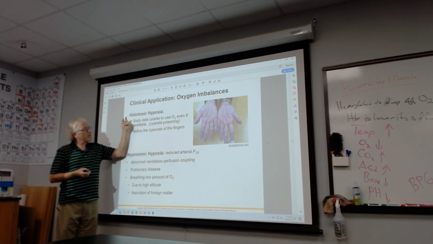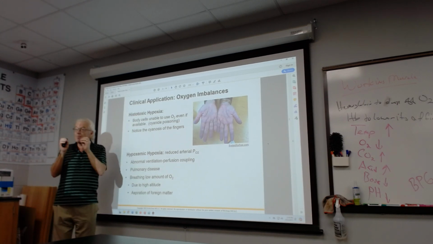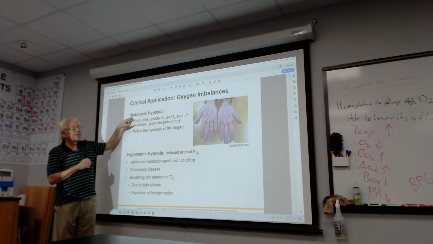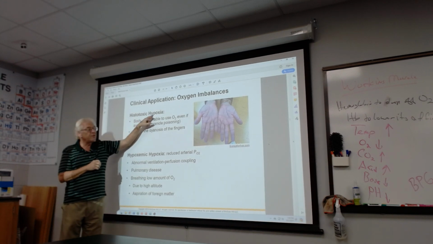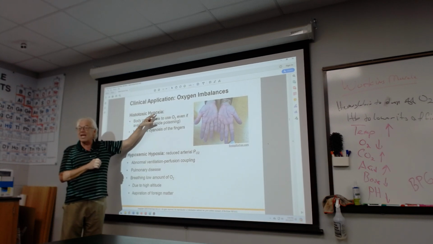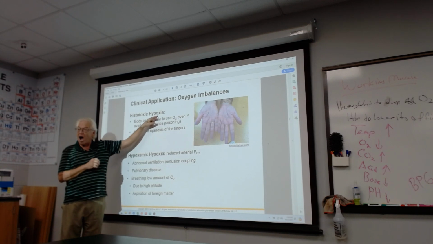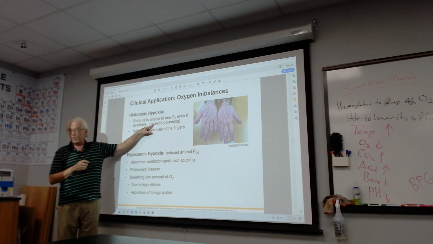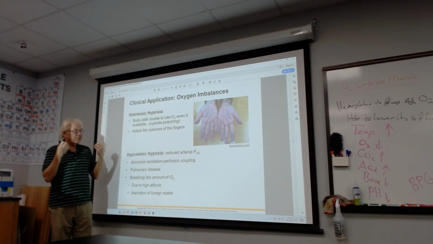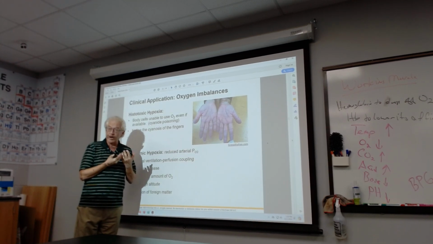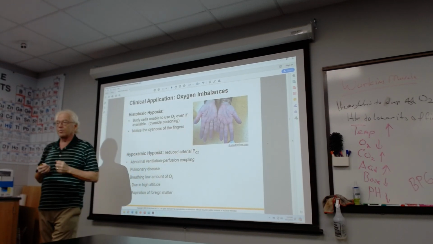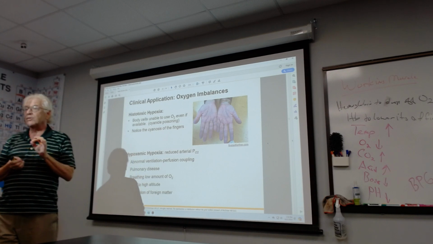Histotoxic. This is something toxic to your tissues, causing your tissues to not be able to use the oxygen that we're delivering. An example of that is cyanide poisoning. And the reason we call it cyanide, because cyan is what color? Blue. And your fingers turn blue. And your lips turn blue. Okay?